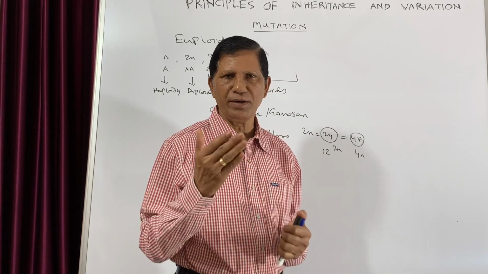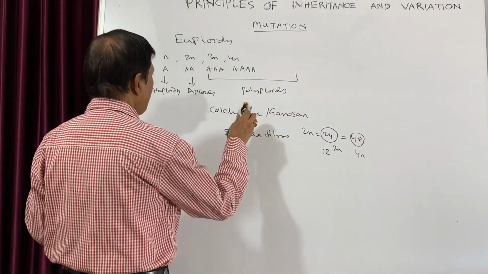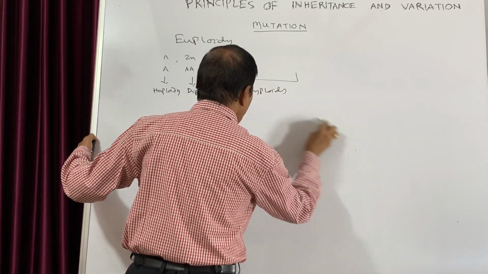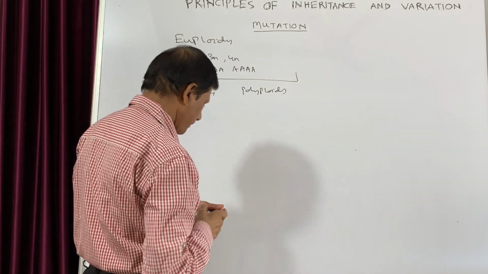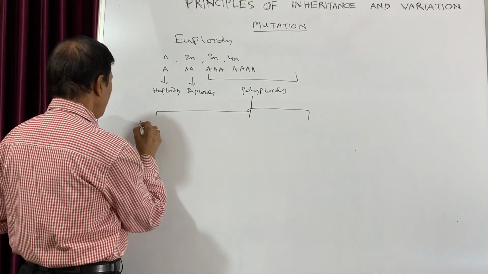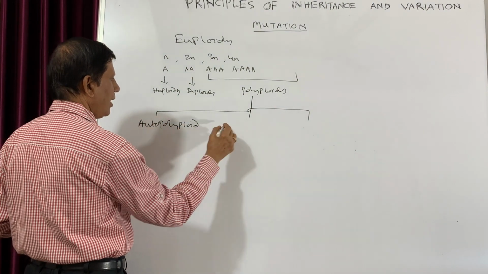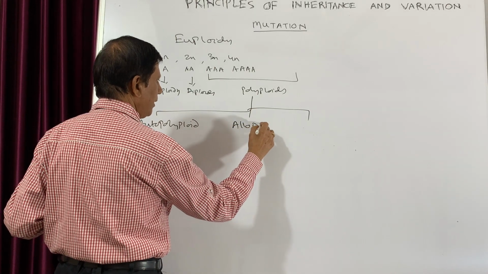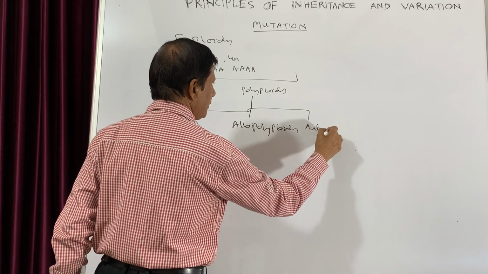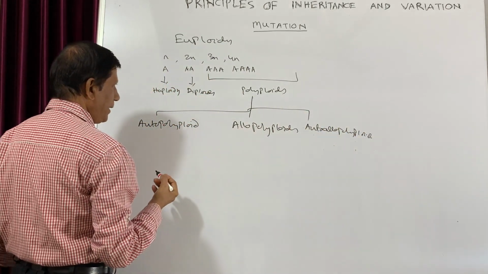That is why they play a very important role in agriculture. Now the polyploids can be classified into autopolyploids, allopolyploids, and autoallopolyploids.